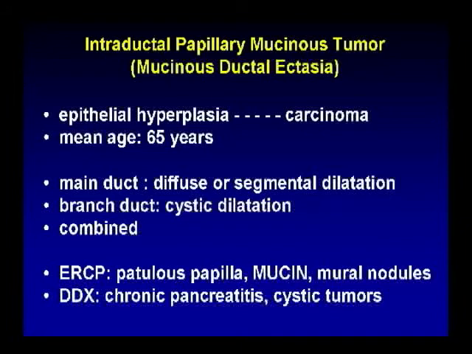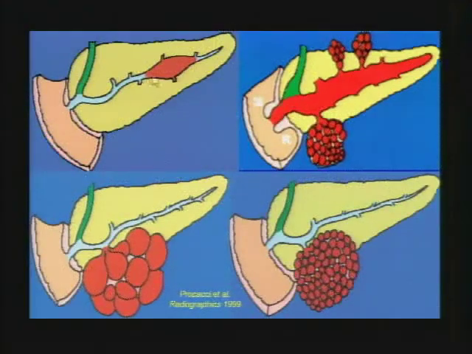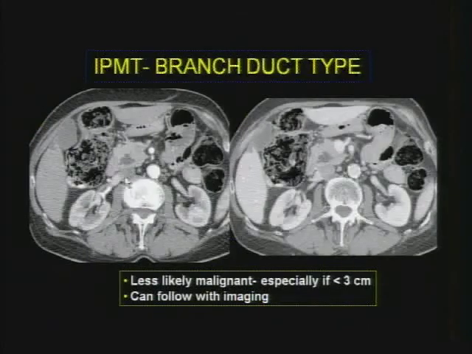mural nodules. In terms of differential diagnosis, chronic pancreatitis is in the differential when you have the diffuse type, the main duct type, and cystic tumors for the branch duct type. And this is just a schematic to show you, this is the main duct type, this is the combined duct type, and these two on the bottom are branch duct types with the larger cysts and smaller cysts. And here's an example of the branch duct type, where we have a cluster of small cysts in the head.